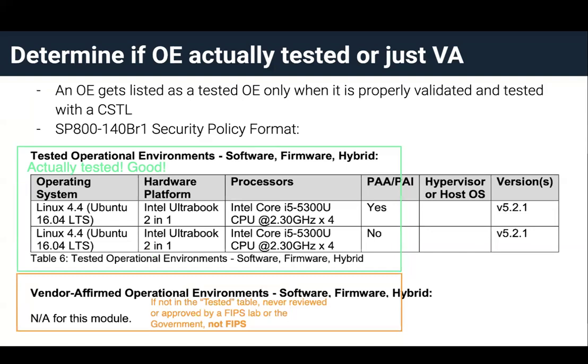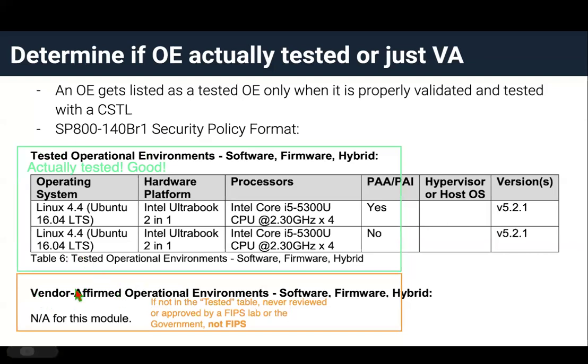To determine if an OE was actually tested or just vendor affirmed, you can go down to the table I was just referring to. So in ours, it's table 6. You can put custom tables into your security policies, so while ours is table 6, it might be table 7 or table 8 in a different security policy. So just look in the menu for the tested operational environment, software, firmware, hybrid, and that will take you to the table with the actual tested configurations.